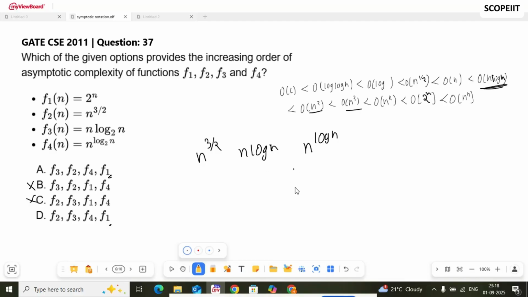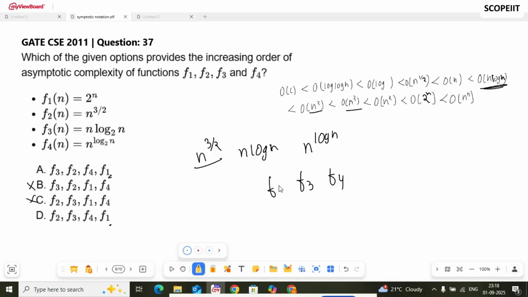So n log n, that means f3. So f3 will come before n to the power log n, which is f4. So f3 will come before f4. Now what about f2? This is n to the power 3/2. So here you can see n to the power 1/2, n to the power 3/2, like that. So that will have the lowest value, even lower than n log n.